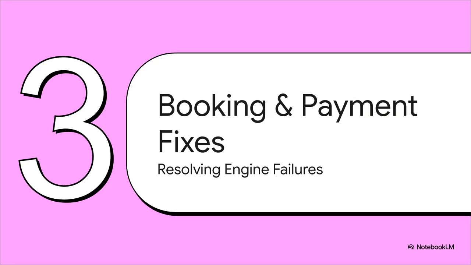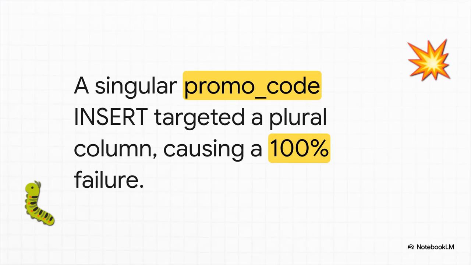Let's dive into Section 3, booking and payment fixes, heroic resolutions to critical engine failures. It's honestly wild to think about, but sometimes the absolute smallest typo triggers the most spectacular crash. Take the plural bug. The database column for promotional codes was named promo_codes with an S at the end. But an insert statement very deep in the code used the singular promo_code.